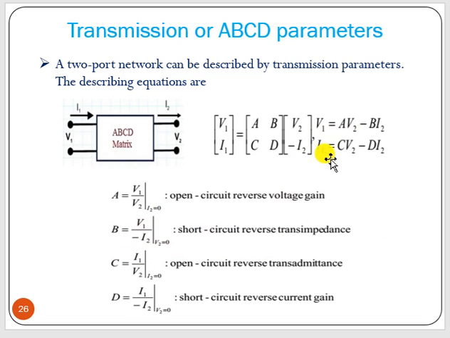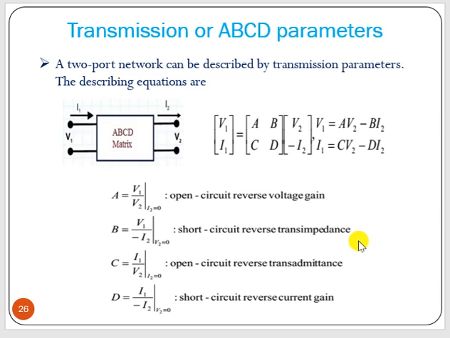C is nothing but I1 by V2, when I2 is 0. So it is the open circuit reverse transfer admittance, I1 by V2. And D is nothing but I1 by minus I2. So it is the short circuit reverse current gain.